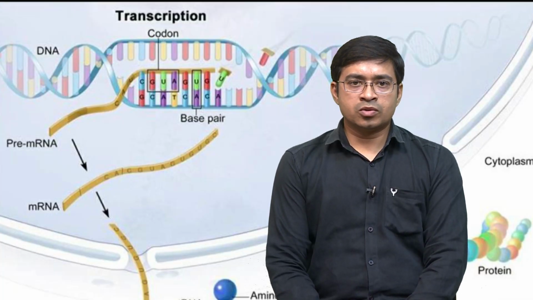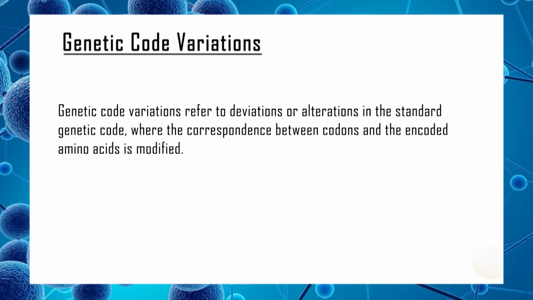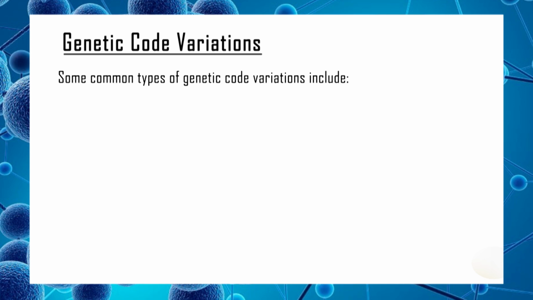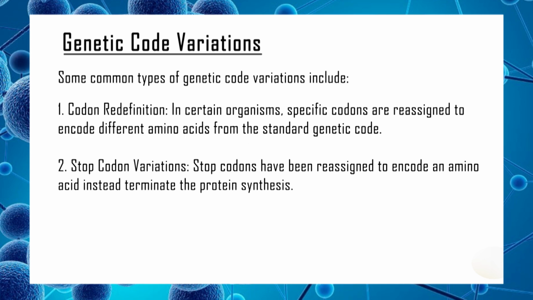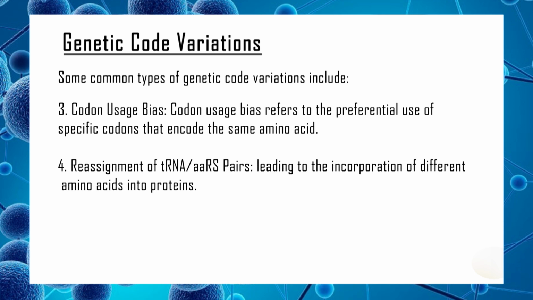Another concept that you must know about is genetic code variation. Genetic code variation refers to a deviation or alteration in the standard genetic code, where the correspondence between codons and the encoded amino acids is modified. These variations can occur naturally through genetic mutations or can be artificially engineered in laboratories. Some common types of genetic code variation include first, codon redefinition, second, stop codon variation, third, codon usage bias, fourth, reassignment of tRNA and aminoacyl-tRNA synthetase pairs.